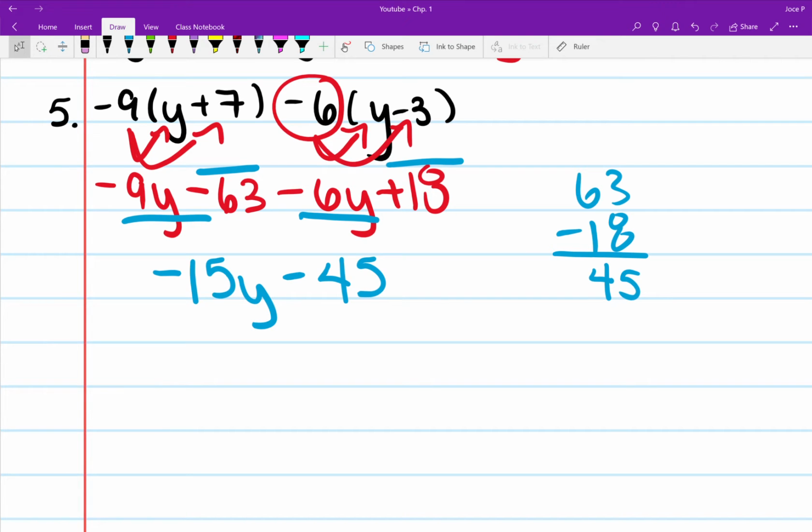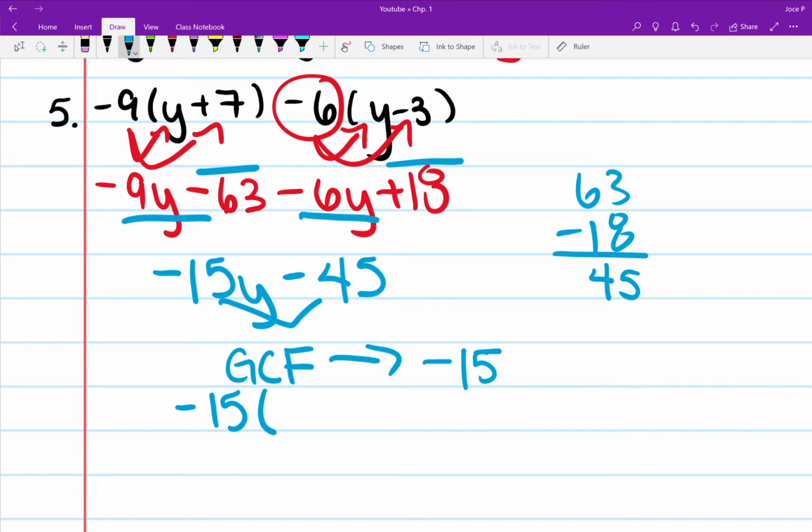Just for giggles, how would we factor this out? Oh, I have an idea. We factor by using the GCF that we learned about before. So what would be the GCF of the 2 terms in this expression? Negative 15. If we pull it out to factor it, we would have inside y plus 3.